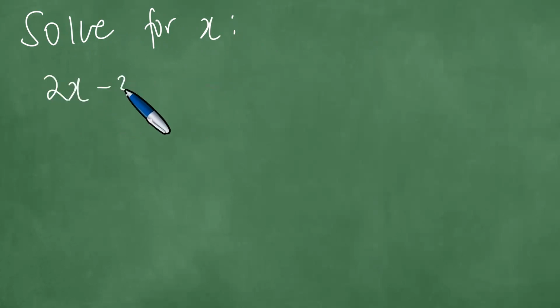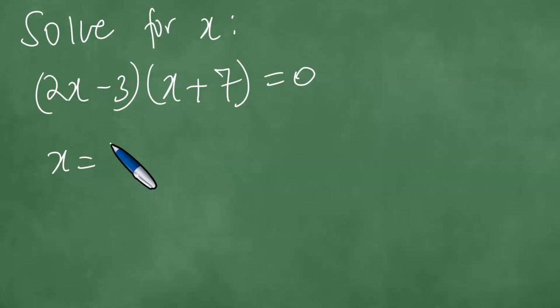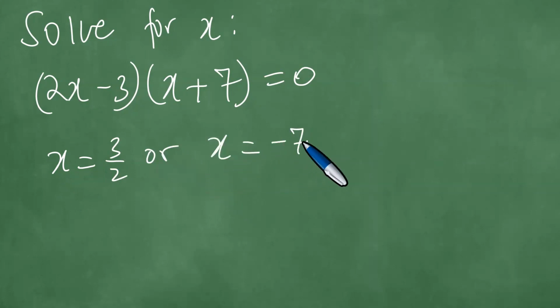Given 2x minus 3 into x plus 7 is equal to 0. Okay, solve for x here, please, and share your answer. Say x is equal to 3/2, or x is equal to -7. So yeah, that is correct.